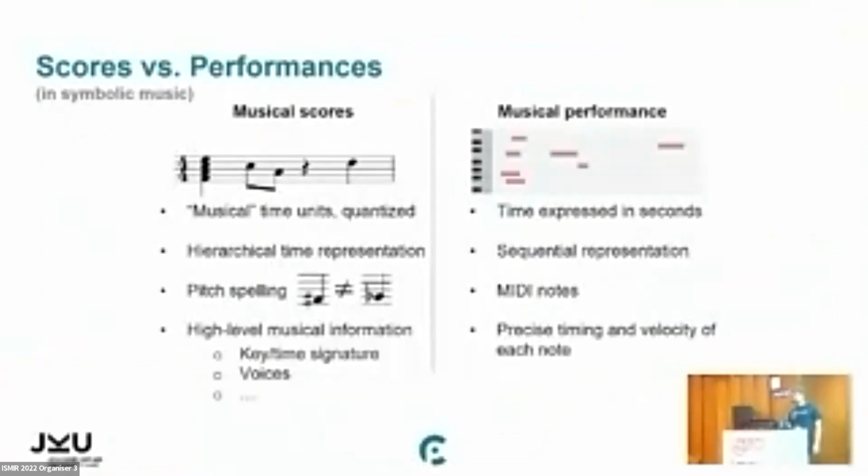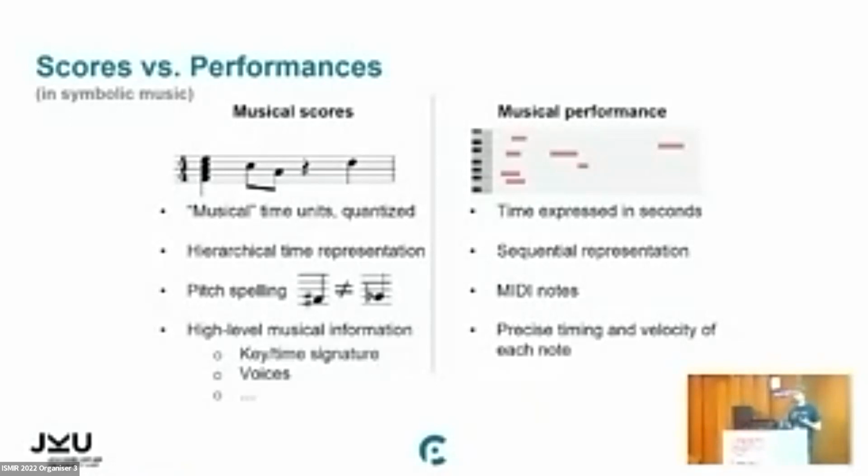Okay, so let's recap, because this needs to be very clear. There is usually some confusion in the community about what is score, what is performance, and how to treat them. Here you can see the main differences. In the musical score, we have musical units, not seconds, like quarter notes, for example, beats. We have some hierarchical time representation with bars, measures, and the time signature. We have the pitch spelling. I haven't talked about that before, but this is information that is in the score.